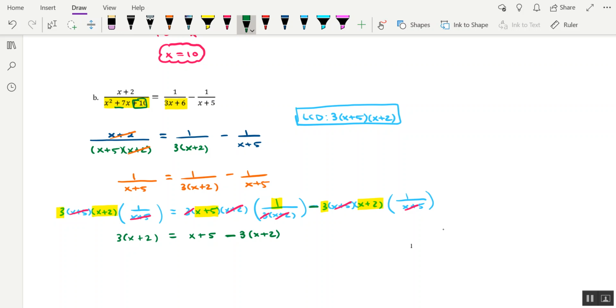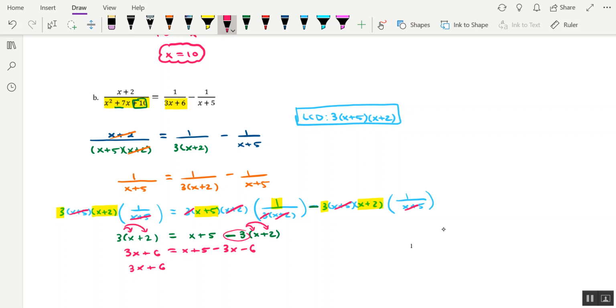And even though we didn't necessarily finish solving, we've gotten ourselves to a point where it's going to be fairly quick to solve. So let's go ahead and do that. We can start by distributing to clear parentheses. That's going to be 3x plus 6 on the left, equaling x plus 5. When you distribute this 3, do it as a negative. So you get minus 3x minus 6.